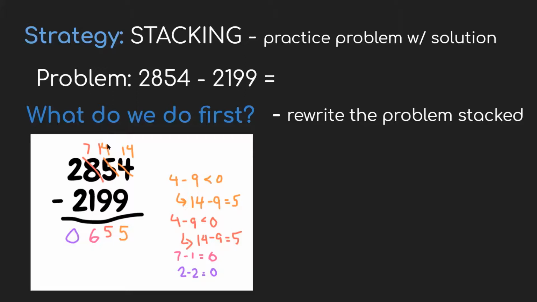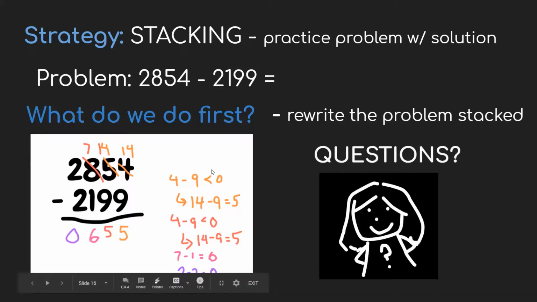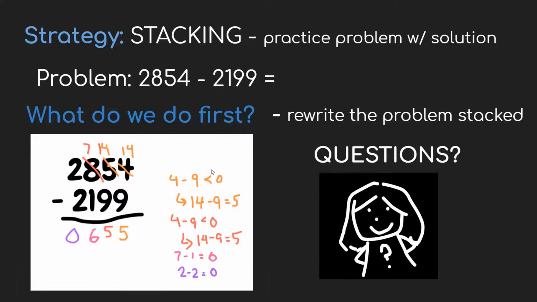Then we have 4 minus 9 again, but we must borrow 1 again, so we're going to have 14 minus 9, which is once again equal to 5. Finally, we have 7 minus 1, which is equal to 6, and we don't have to borrow for that. Then for the thousands digits, the 2 and the 2 end up subtracting to be 0, so our final answer would be 655. If there's any questions, once again, feel free to ask.